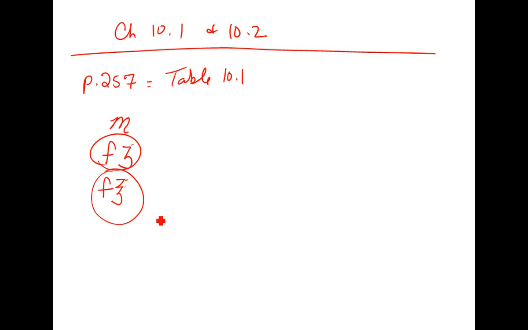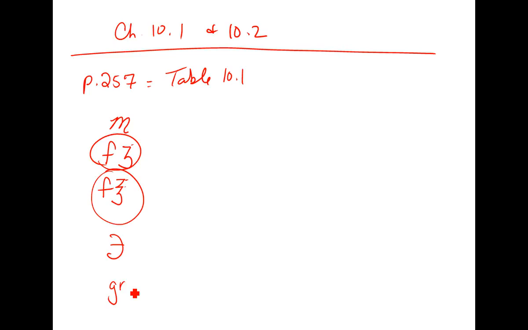A scruple, of course, is this symbol. A grain is GR. Be sure not to confuse that with gram. Gram is just a G. Grain is GR. Okay, so those are some of the ones that we're going to be looking at and going through.